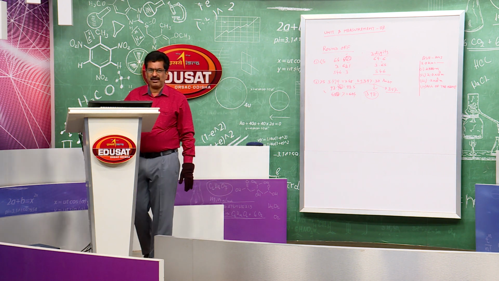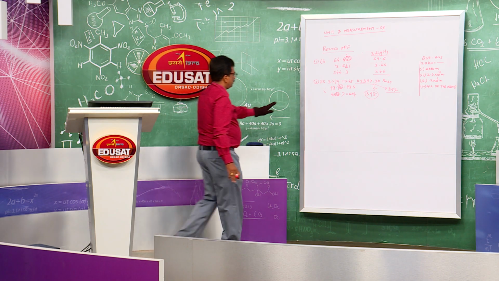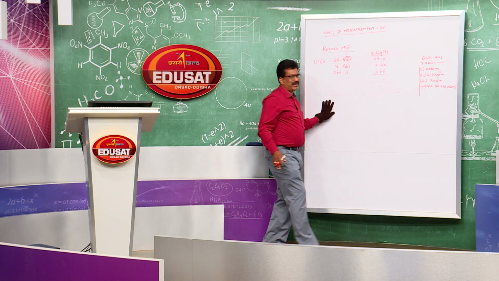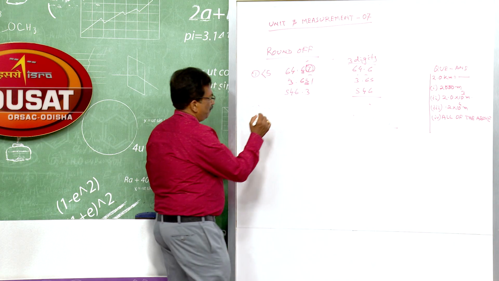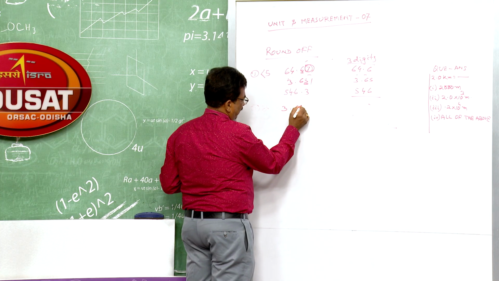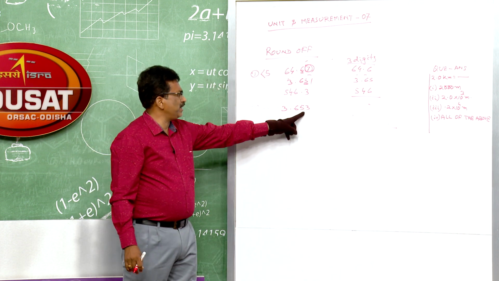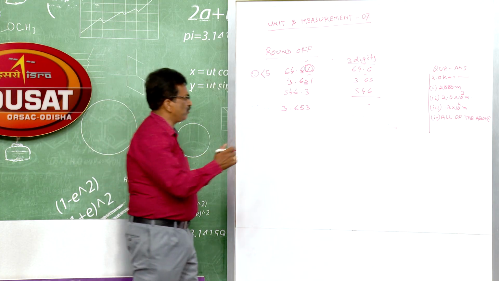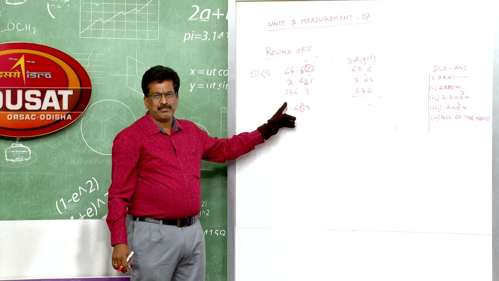Next we will go for equal to 5. So if the digit dropped is 5 followed by a digit other than 0, then the preceding digit is raised by 1. So the third one is, if the digit to be dropped is 5 followed by other digits, say 3.653. Suppose we want to drop at the position of the 5.